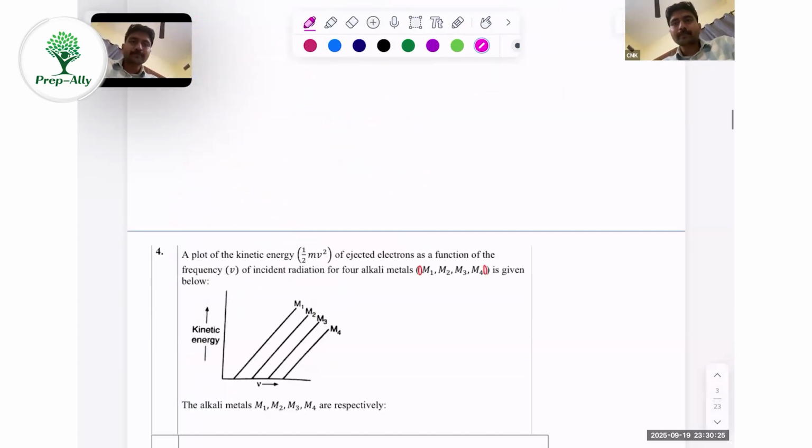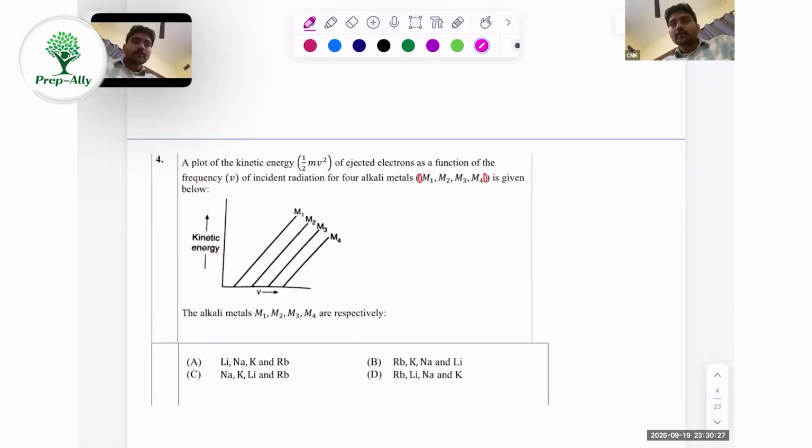Next question. This is the question from photoelectric effect. A plot of kinetic energy, half mv square, of ejected electron as a function of the frequency of the incident radiation for 4 alkali metals is given below. We need to find what those M1, M2, M3, M4 metals are. Here kinetic energy has been given on the y-axis and on the x-axis we have frequency.